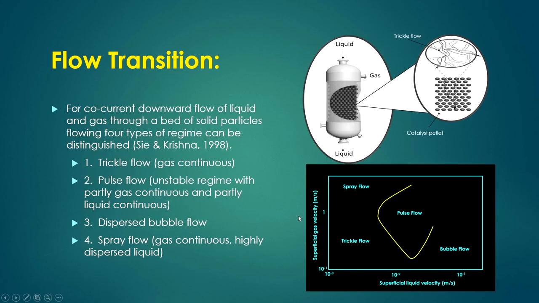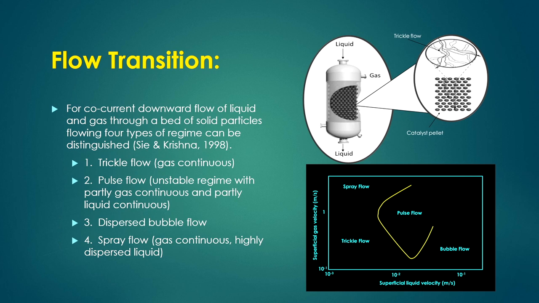Here is some example that I have shown. Whenever gas and liquid are flowing through a conduit or bed, there will be a certain flow map or flow regime which gives a certain fashion of flow inside the bed. For co-current downward flow of liquid and gas through a bed of solid particles, four types of regime can be distinguished. The first is called trickle flow, where gas is continuous whereas liquid may be a distributed phase. Then pulse flow, an unstable regime with partly gas continuous and partly liquid continuous.